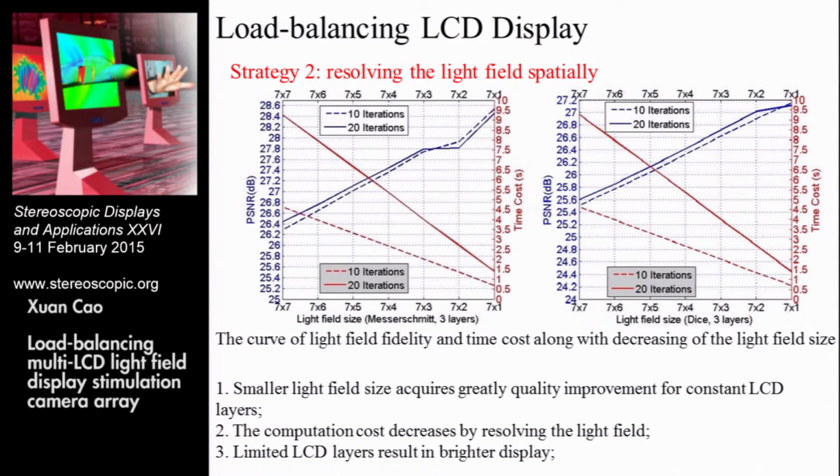We also tested strategy 2 on the same scenes, the car and the dice, but we keep the LCD layers constant at 3 layers, and the size of the light field decreases. From the results, we can see a smaller light field size gives greatly improved quality for constant LCD layers, and the computation time cost decreases by resolving the light field.